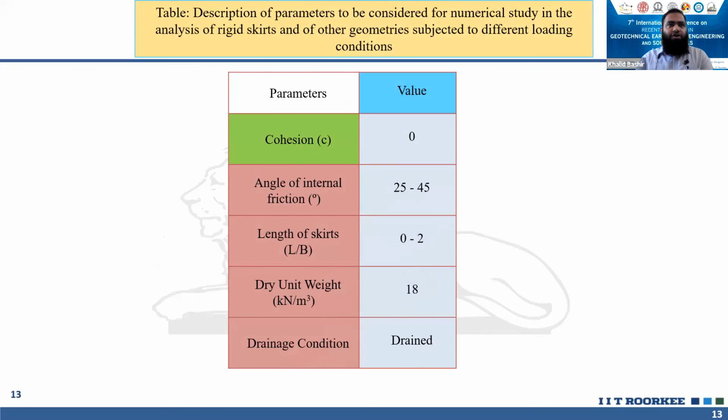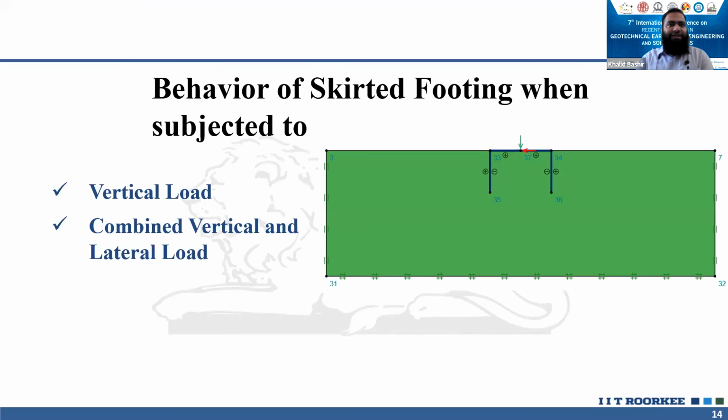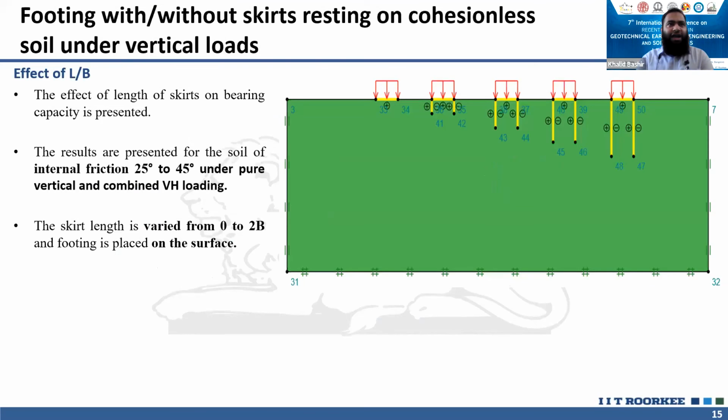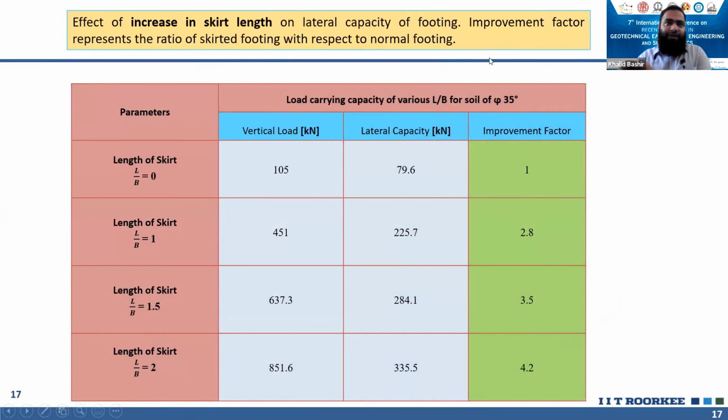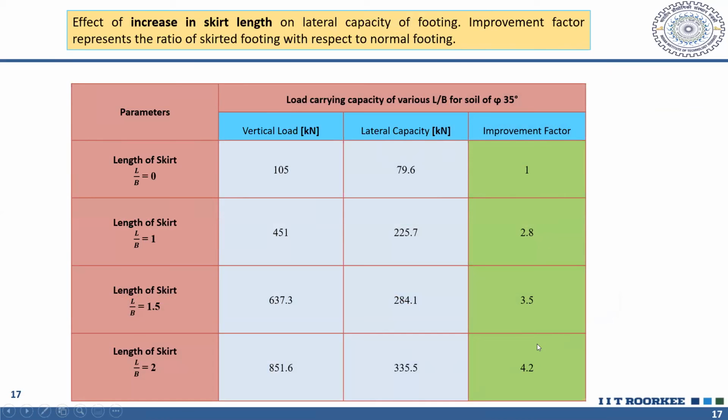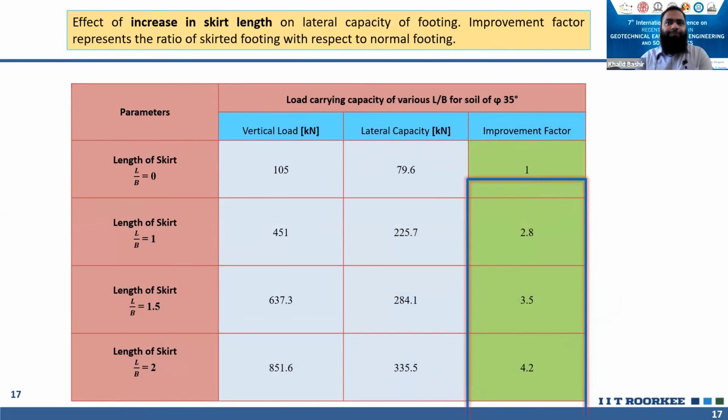We will first have a look at the vertical loads and then the combined loads. As we go on increasing the length of skirts, we can see from the figure that more soil takes part in the shear dissipation. When more soil takes part and the depth of this shear dissipation increases, the bearing capacity goes on increasing. We can see here we are keeping the vertical loads and then checking the lateral capacity. The improvement factor for a skirt length up to twice the width of the foundation is up to 4 times that of the normal strip footing.